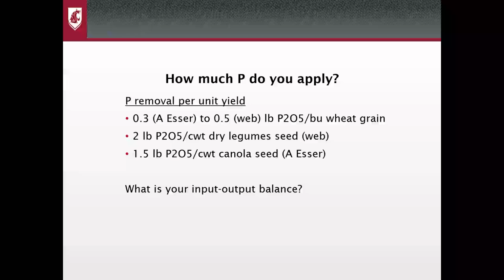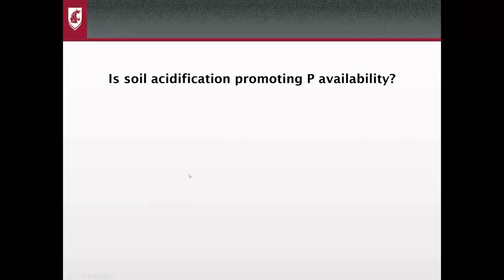So they're removing more phosphorus than they're putting on, but their soil test value is either stable or maybe even increasing. So that is a segue into one of the questions I posed at the beginning, and I want to spend a little bit of time on this question. Is soil acidification promoting phosphorus availability? And does that answer this observation or question that I had based on my initial experiences in Washington? Is there a bright light or at least some positive associated with soil pH decline in Eastern Washington?